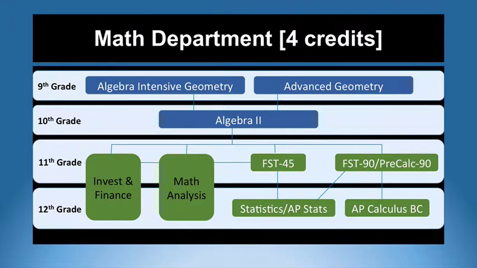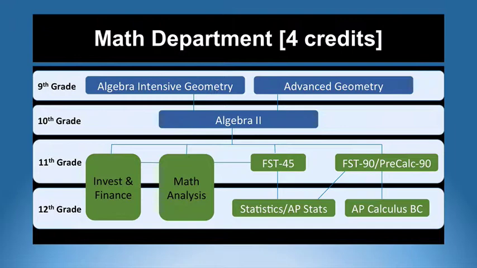Looking at math, students will start out, depending on their math savvy and competence, either in algebra intensive geometry, which does a pretty deep review of algebra 1 skills in addition to geometry, or the advanced geometry, which dives much more deeply into proofing and that sort of thing. From there, everybody goes into algebra 2, and from algebra 2, the very math savvy students will end up probably going into FST, that's Functions, Statistics, and Trigonometry, FST 90 / Pre-Calc 90. That's actually 2 full year math courses in 1 year.